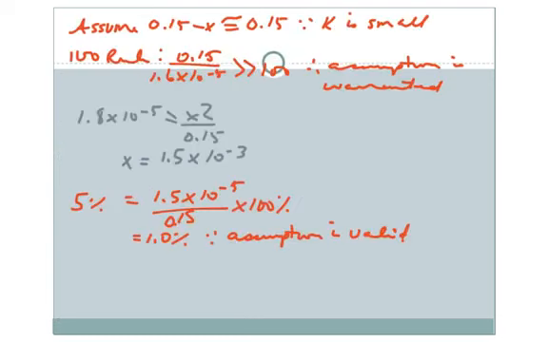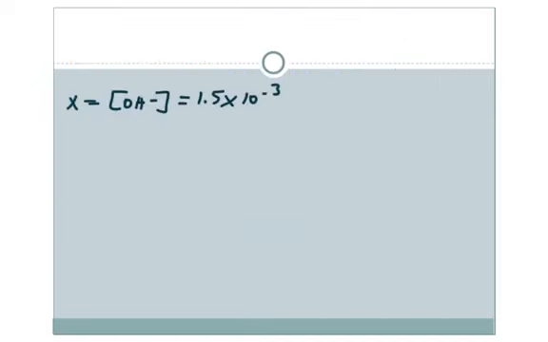So my first part of 100 rule is my assumption statement, then I'm going to check it, then I'm going to use it, and then I'm going to do my 5% rule. So everything should be in line here, and regardless if you're doing 100 rule or quadratic, we should still get the same x value of 1.5 times 10 to the negative 3. So x is equal to the concentration of OH- ions, and that we can see from our ICE table.